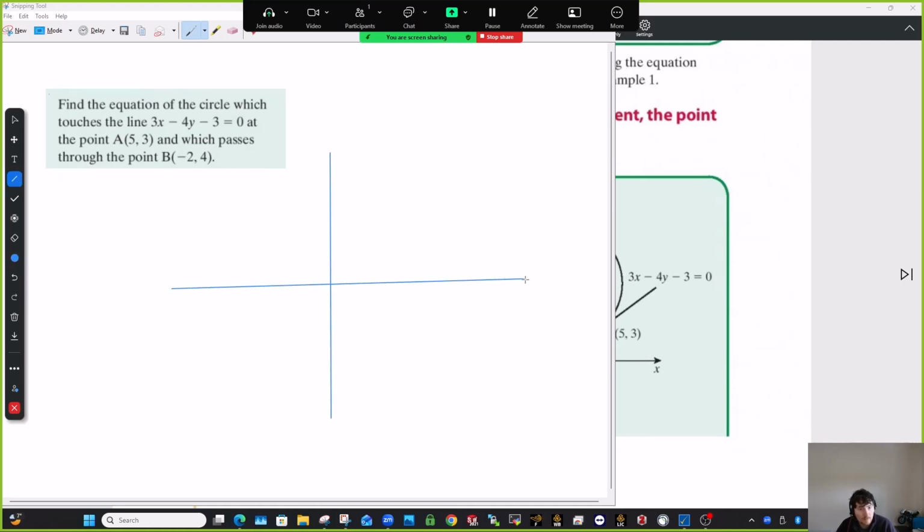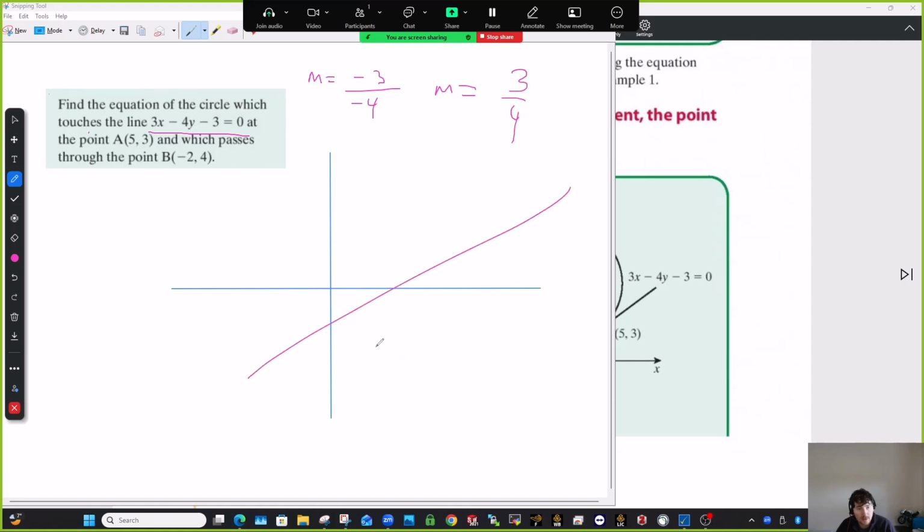We know that A and B are on the circle, but the main thing I want to get us sketching here is the tangent. We should know that the slope of that line is minus what's in front of the x divided by what's in front of the y, so that's minus 3 over minus 4, which is a slope of 3 over 4, so we know it's an upward sloping line.